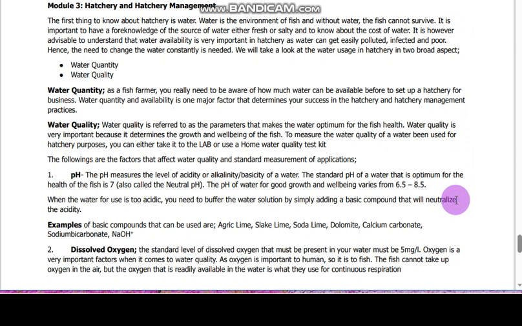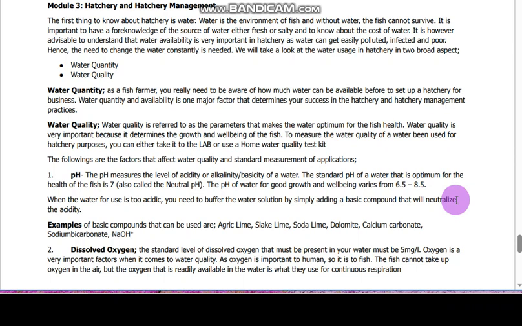Water quality. Water quality refers to the parameters that make the water optimum for fish health. Water quality is very important because it determines the growth and the well-being of the fish. To measure the quality of the water being used for hatchery purposes, you can either take it to the lab or use a home quality test kit. The following are the factors that affect water quality and the standard measurements of application.